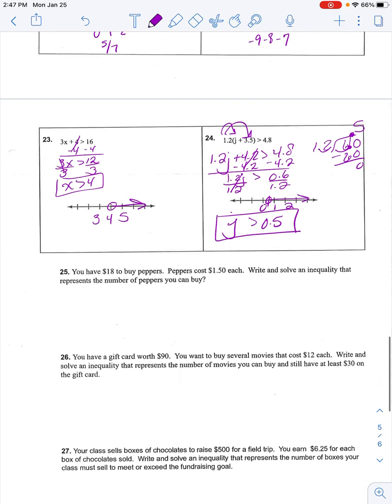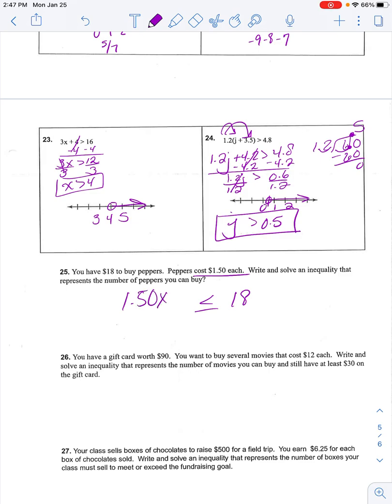All right, guys, almost done. You have $18 to buy peppers. Do you have more than that? No. Do you have exactly that? Yes. So you have $18 to buy peppers, meaning less than or equal to $18. Peppers are $1.50 each.